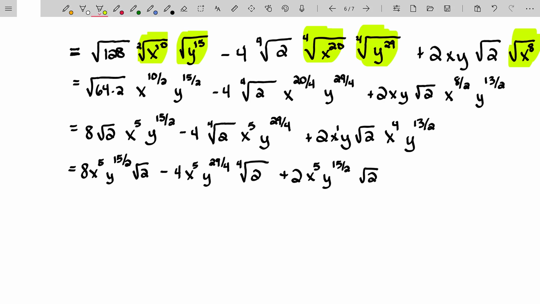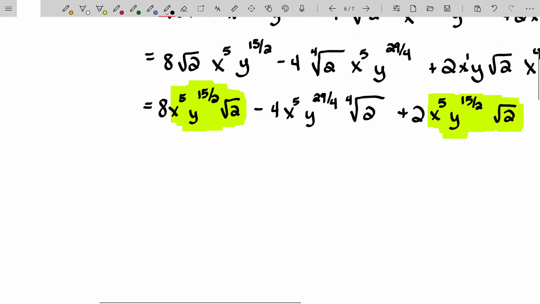If you take a look at the picture, I have 8 of these x to the fifth y to the 15 halves root 2's, and I have 2 more of these x to the fifth y to the 15 halves root 2's. So altogether, I should have 10 of those. I have 8 of them up front, 2 of them as my last term, so I have 10 of those altogether. Those 2 terms will combine beautifully. So I'll write that as 10 x to the fifth y to the 15 over 2.